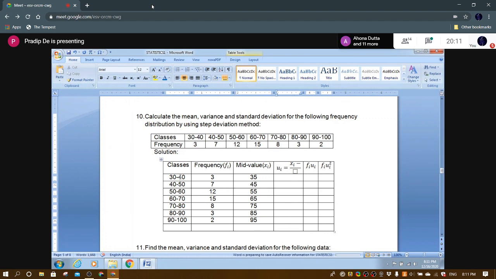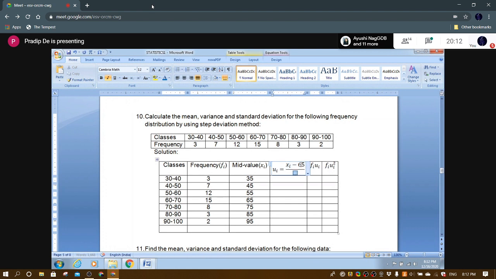Now you tell me what should be ui? Xi minus, which is the middlemost value of xi? 1, 2, 3, 4, 5, 6, 7. 65. Yes, so xi minus 65 by the class size. Class size 10. It's c actually. It is c, yes, 10.